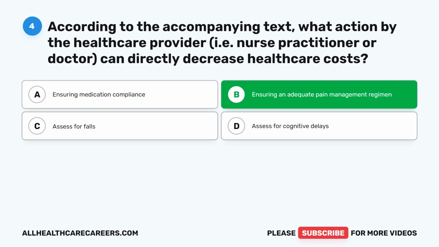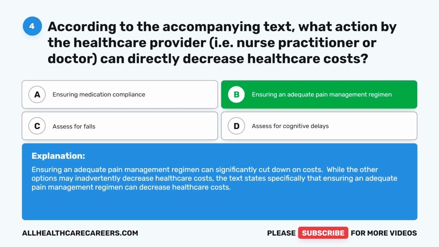Ensuring an adequate pain management regimen. Ensuring an adequate pain management regimen can significantly cut down on costs. While the other options may inadvertently decrease healthcare costs, the text states specifically that ensuring an adequate pain management regimen can decrease healthcare costs.